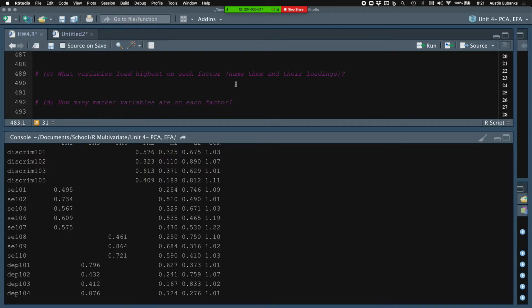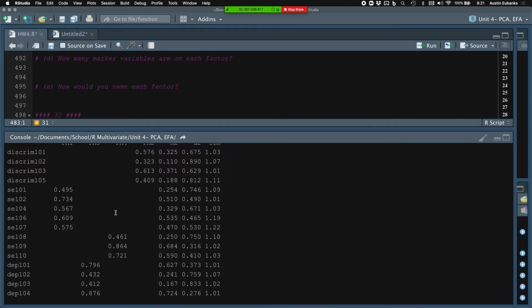Marker variables, just as a reminder, what are we looking for in marker variables? Above 0.6 and they're simple. Exactly. So looking at all these, they're all simple. None of them are complexly loaded. So any of them that are above 0.6 is going to be a marker variable.